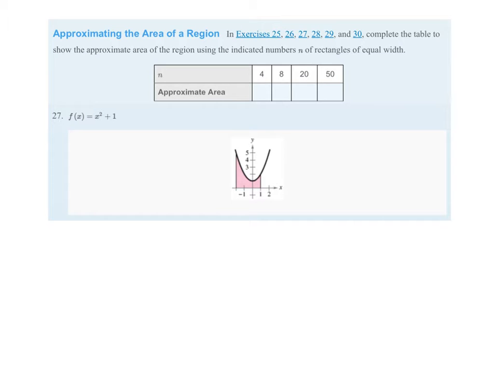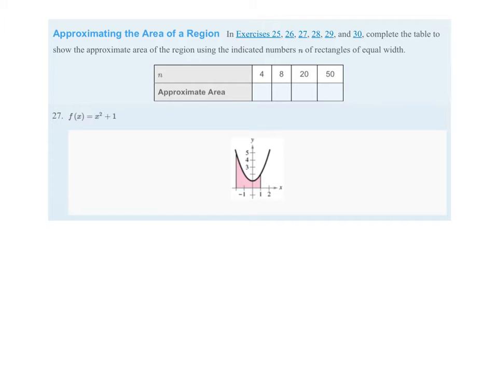This is chapter 12.5, approximating the area of a region. So we're going to look specifically at number 27. We need to complete the table to show the approximate area of the region using the indicated numbers n of rectangles of equal width. So we're going to approximate given the number of rectangles of 4, 8, 20, and 50.